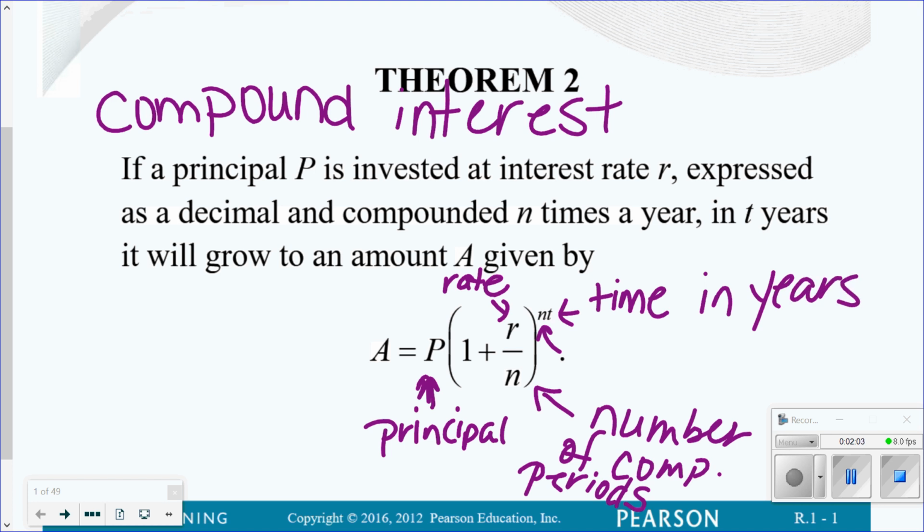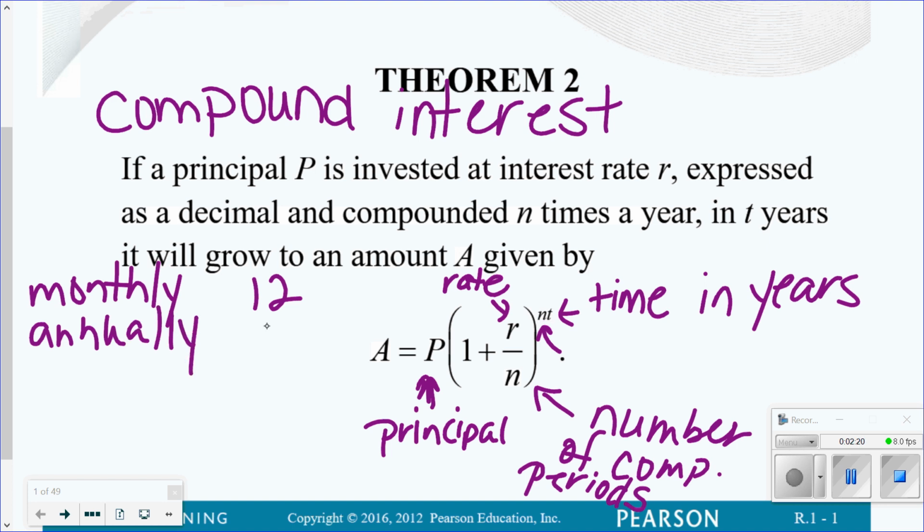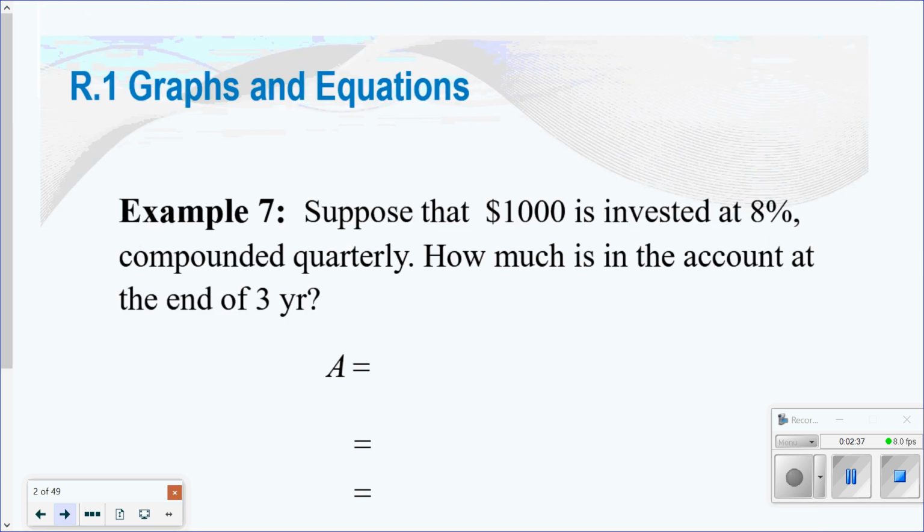Okay, so let's go back to N though, compounding periods. If something compounds monthly, then there are 12 compounding periods. If it compounds annually, then there is one compounding period. If it compounds quarterly, then there would be 4 compounding periods. So let's go to the next slide to see how we can use this.